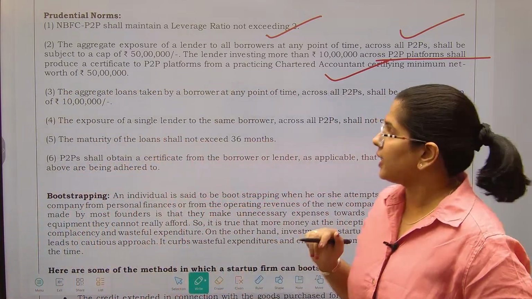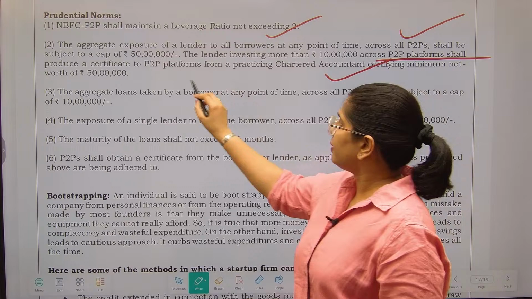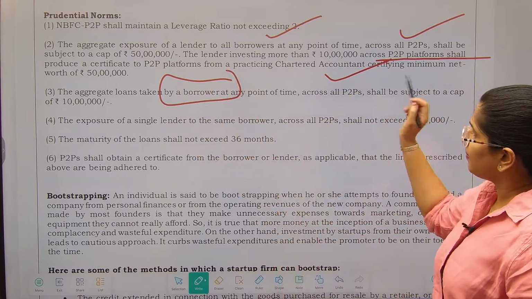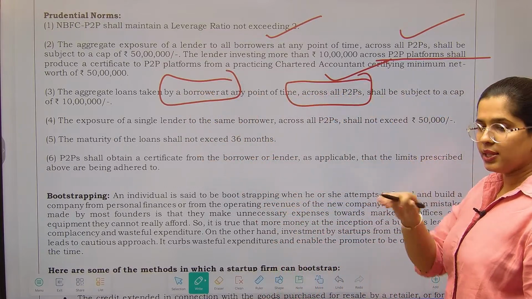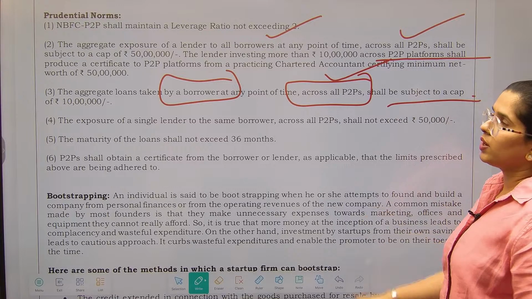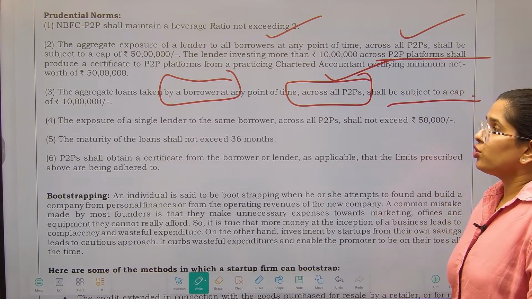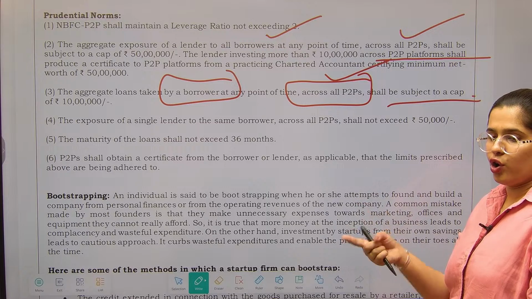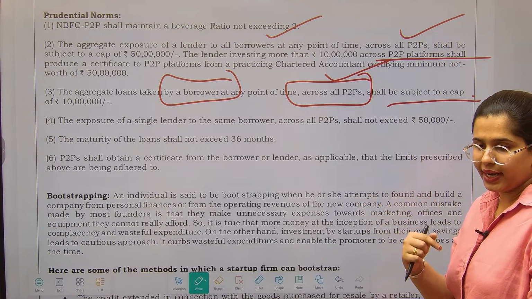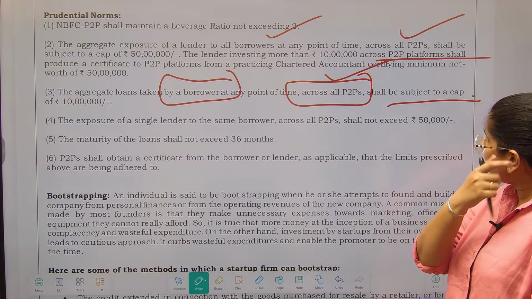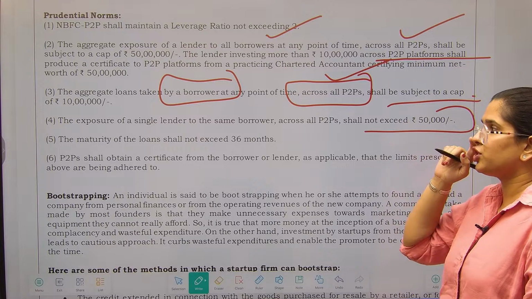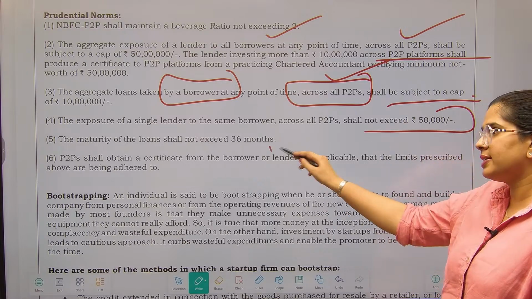The aggregate loans taken by the borrowers. Now this is the limit at the borrower. Aggregate loans taken by the borrower across all the platforms shall be subject to a cap of 10 lakh rupees. That is the limit. The exposure of single lender to the same borrower. Now this is one-to-one limit. One lender giving the loan to the same borrower. It shall not exceed 50,000. The maturity of the loans shall not exceed 36 months.